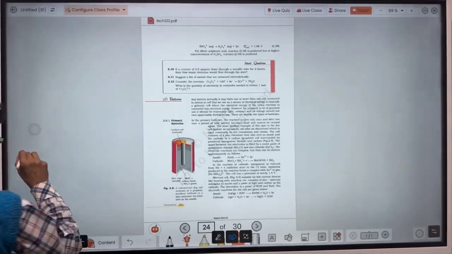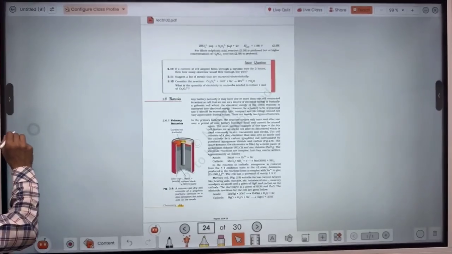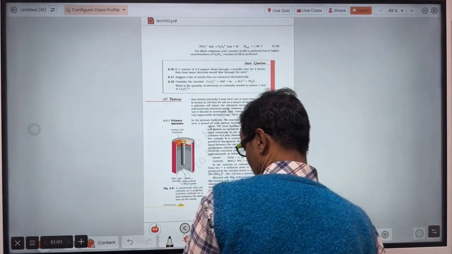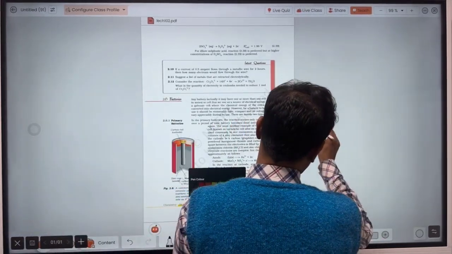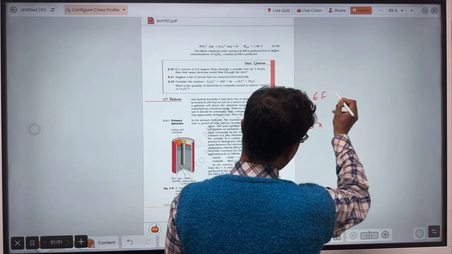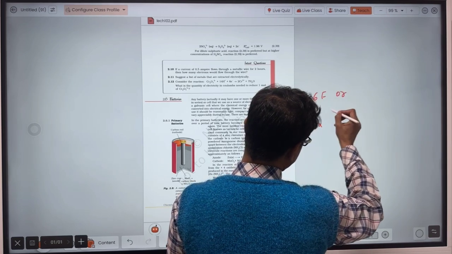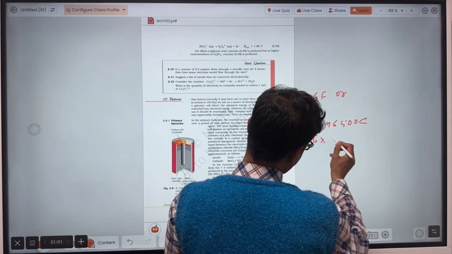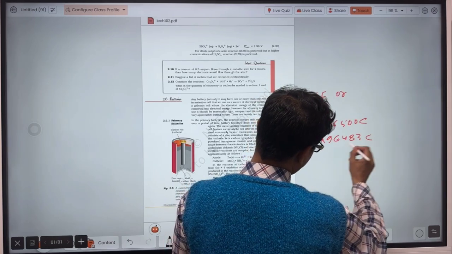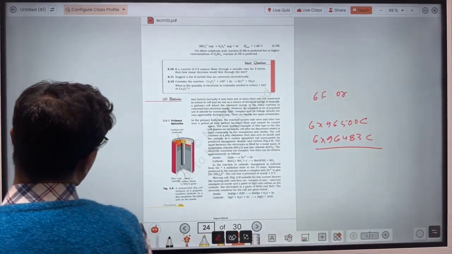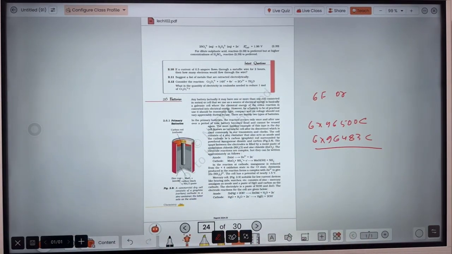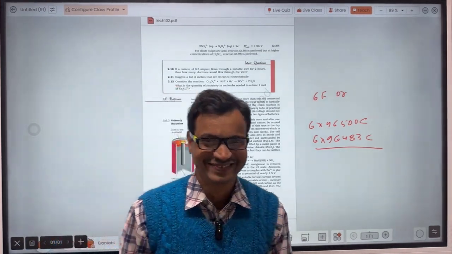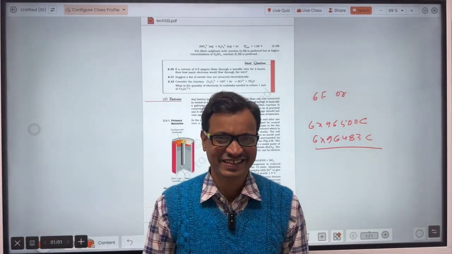6 Faraday of electricity means 6 into 96,500 coulomb, or 96,483, whatever you would like. That much coulomb of charge will be required to reduce 1 mole of Cr2O7 2 minus. Okay guys, a very easy question.